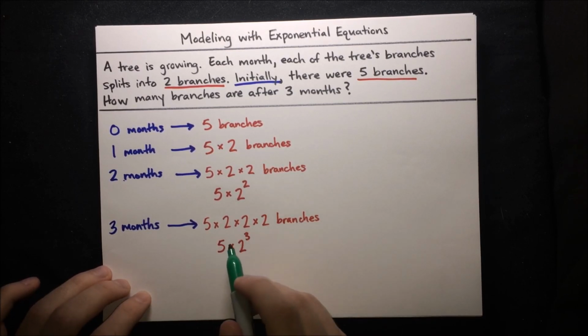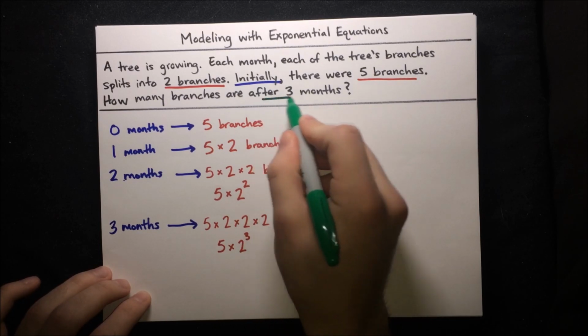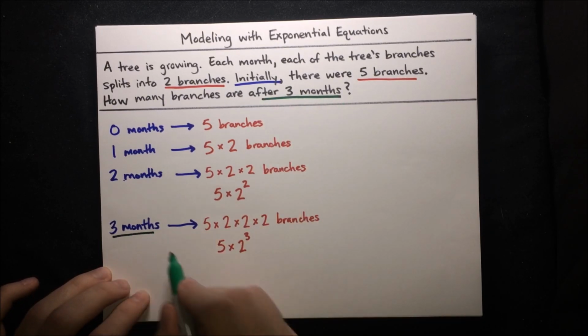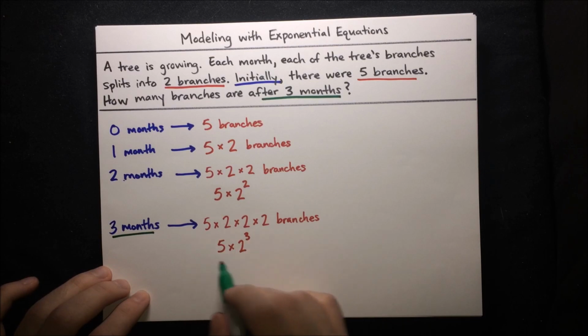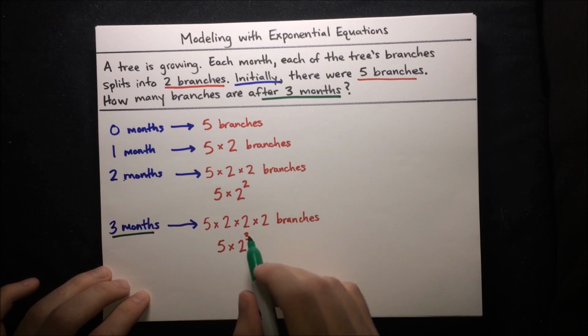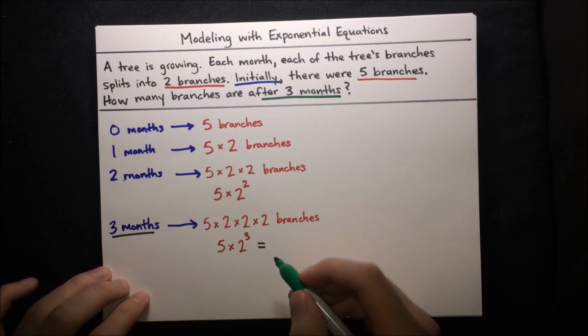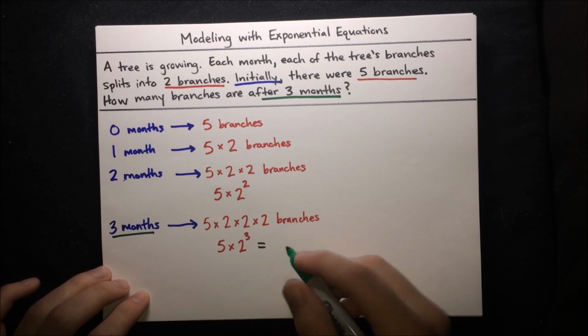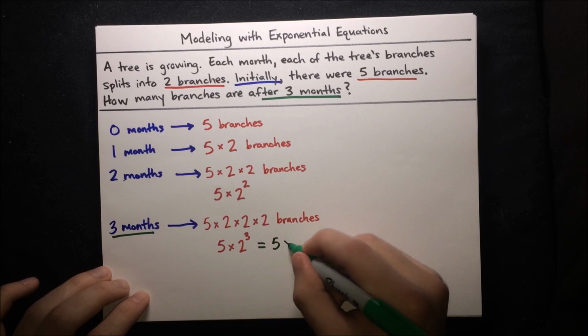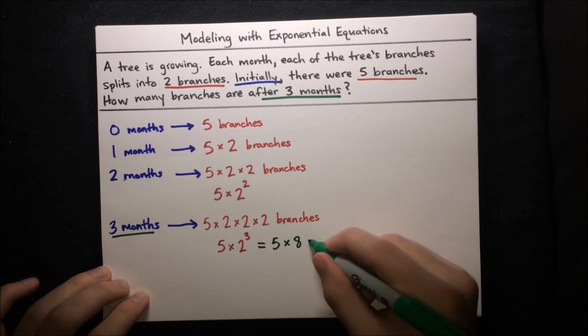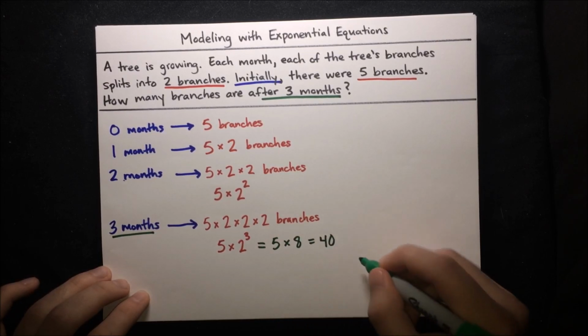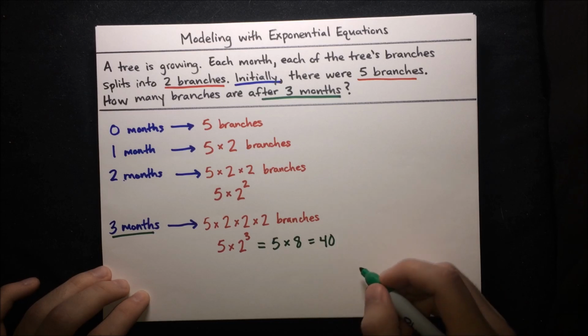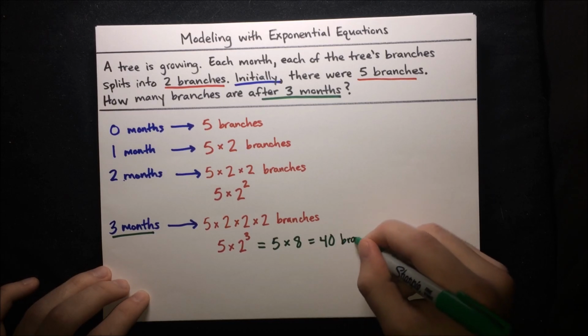And this is our stopping point because we wanted to find how many branches after 3 months. We've got 3 months here, so we really just have to evaluate this computation here. 5 times 2 to the third. Well, 2 to the third is 2 times 2 times 2, and 2 times 2 is 4, then times 2 again is 8. So this is really just 5 times 8. And 5 times 8, we know, is 40. So there we go. How many branches after 3 months? 40 branches.